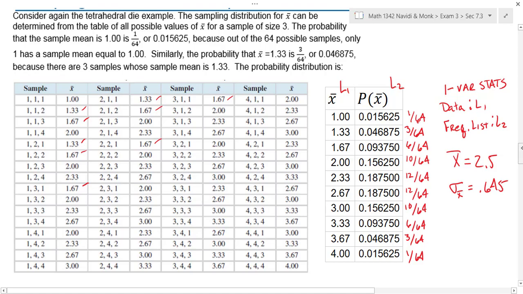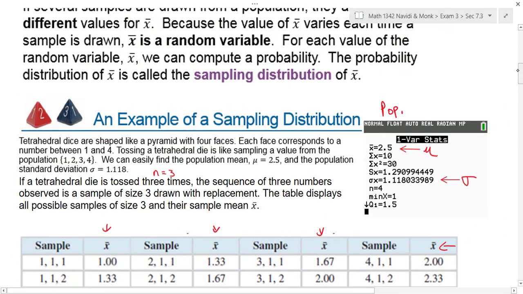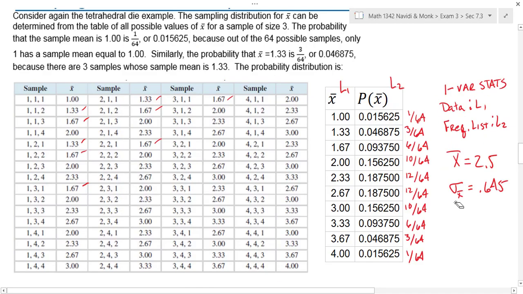Comparing those numbers to the numbers that I got up here when I just put in the 4 numbers for my population, 1, 2, 3, and 4, I see that my population mean is going to be the same as the mean of the sampling distribution, and my standard deviation down here is equal to my population standard deviation divided by the square root of n. We were told that the population standard deviation was 1.118, and if I divide that by the square root of 3, I do get that number right there.